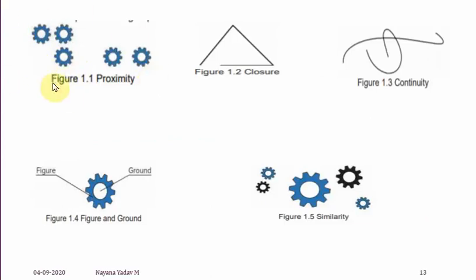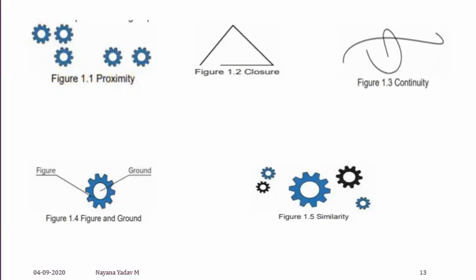So you can see in the diagram you have three gear icons, and here you have two more gear icons. So this is one group and this is the other group. Along with that, you're also having the descriptive text, figure 1.1 and proximity. This descriptive text gives additional information, so the user can understand the relationship between the graphical and the text. Okay, so that is what we had said for proximity.